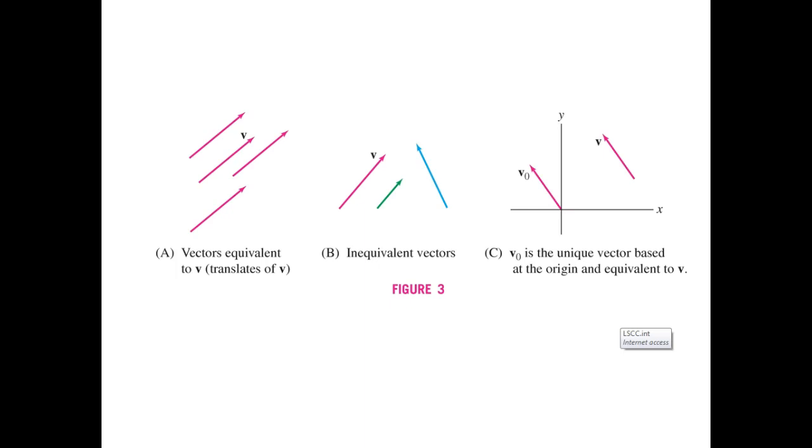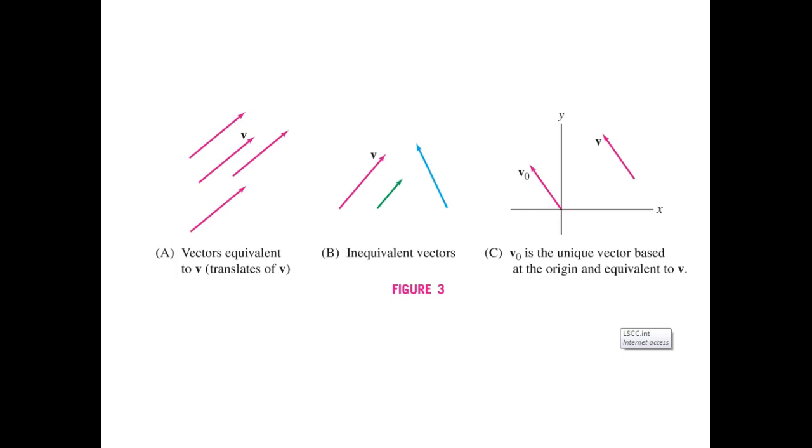How about the blue vector? Okay, it's not parallel, not going in the same direction as v. Appears maybe to be the same magnitude, I can't tell for sure, but it definitely is not the same direction. So, two vectors are equivalent if they're going in precisely the same direction with precisely the same magnitude.